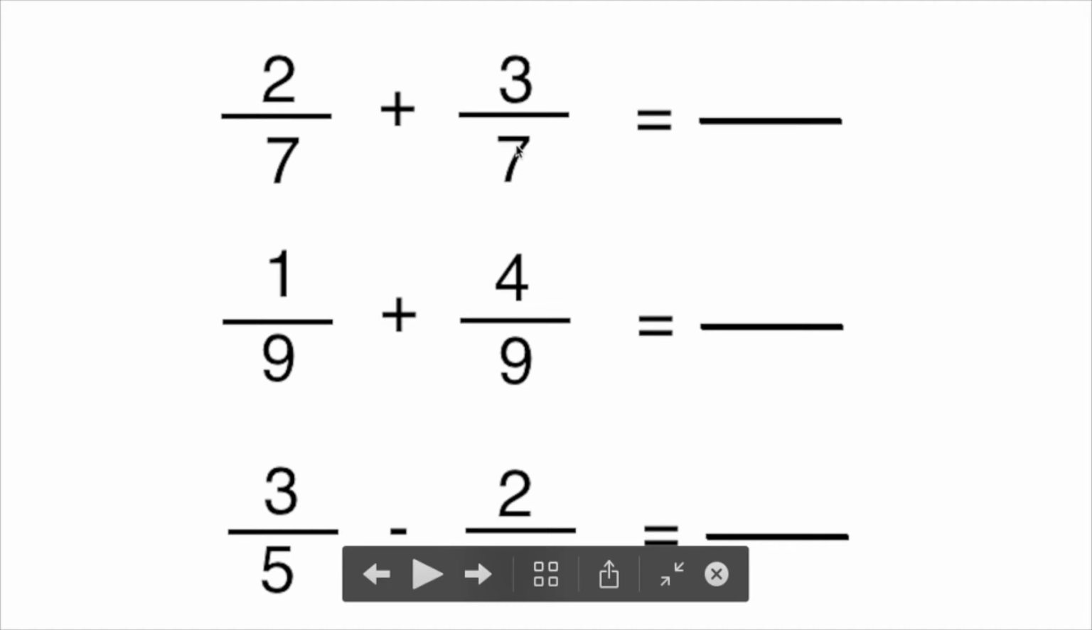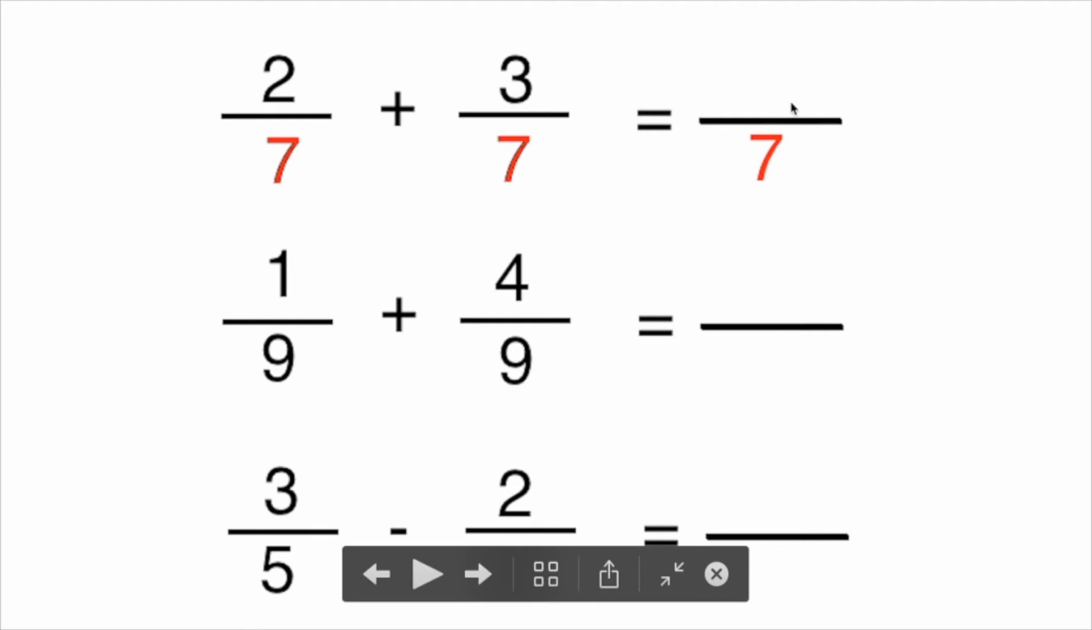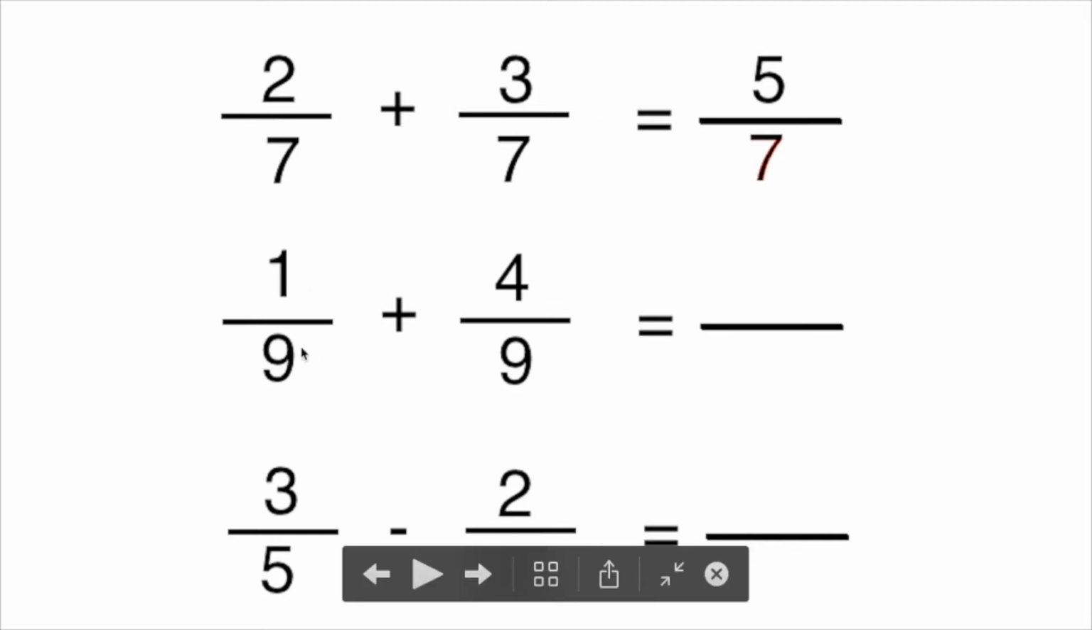So what do we do? Well, since our denominator was 7 here, and our denominator was 7 here, then our denominator here should also be 7. See, it's the same. So let's make it the same over there. So what about the numerator? Well, the numerator, we're adding 2 plus 3. So 2 plus 3 equals 5. 5 over 7. Okay, so that's the basic trick to it. You have to make sure that the denominators are the same. And if they are, you keep the denominator the same number, and then you add the two numerators together.